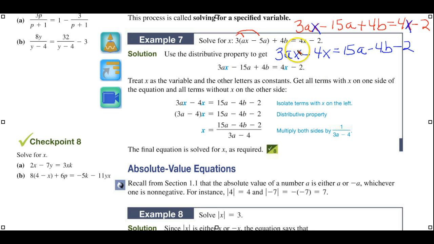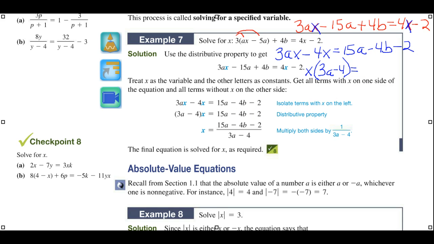Now, since I have an x in this term and an x in this term, how do I get the x's out? Well, I factor out that common x. And I now get 3a minus 4, just factoring out that x from each of these terms, and then that equals what I have here. And it's written out there too, so we don't need to confuse it.